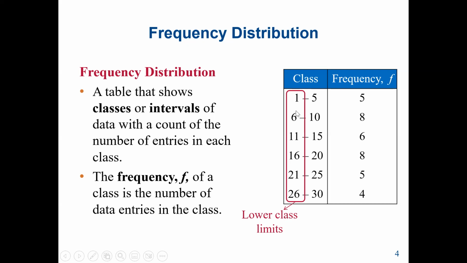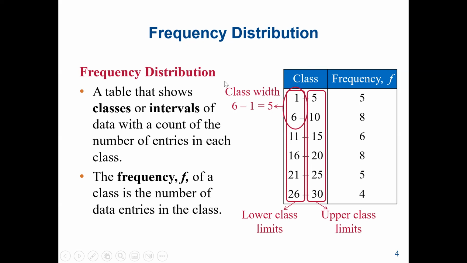So here we say the lower class limit, and also we have the upper class limit. Then the class width will be 6 minus 1. And the class width of each class interval must be the same. So 6 minus 1 is 5. 16 minus 11 also is 5. 11 minus 6 also is 5.